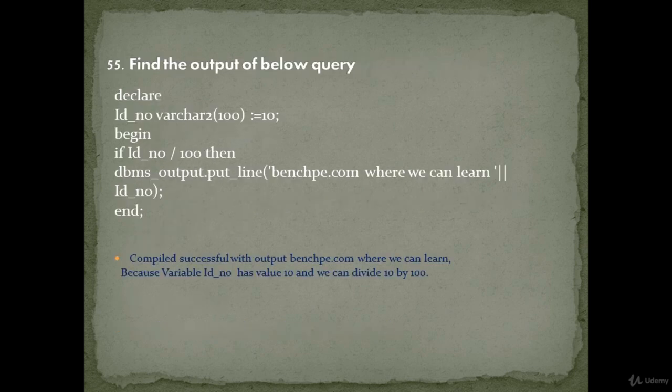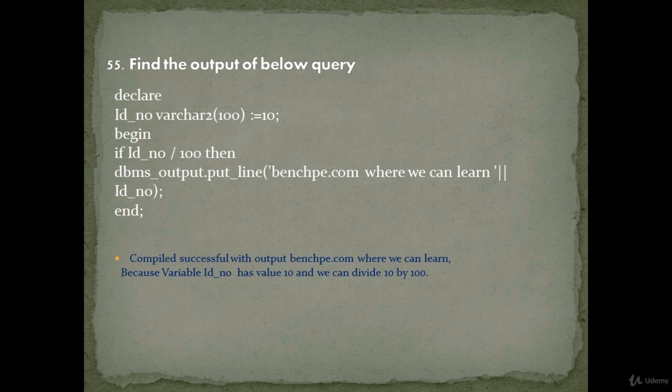Question number 55. Find the output of below query. Declare id number varchar2(100). We will give value 10 in that id number. Now this is the execution block of PL/SQL. Begin, if id number divide by 100 then dbms_output.put_line('benchmark.com where we can learn' concatenate id number), end. What will be the output?